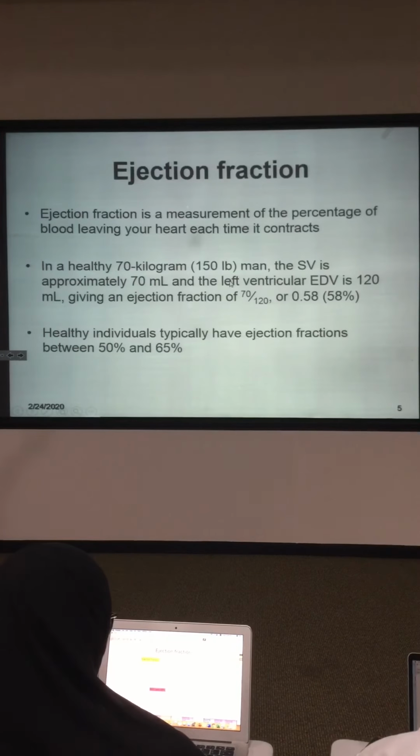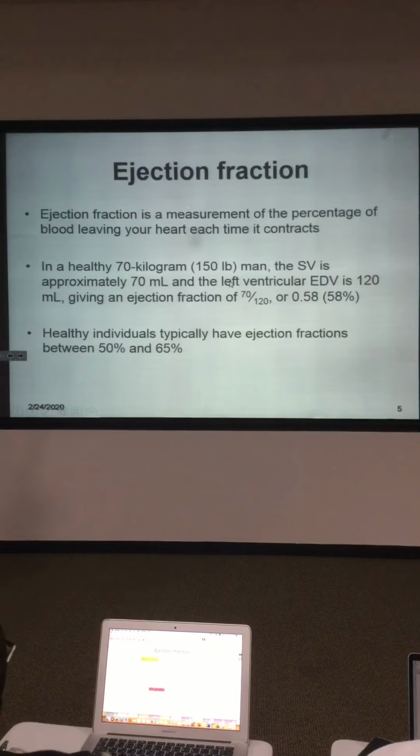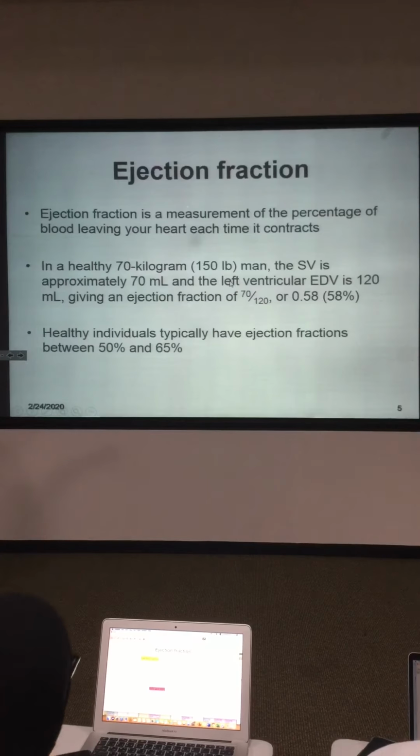So, an example. Here we've got a 70 kilogram person. The stroke volume is approximately 70 mils. And the left ventricular end diastolic volume is 120, giving an ejection fraction of 70 divided by 120 multiplied by 100, 0.58 or 58%. Yeah?